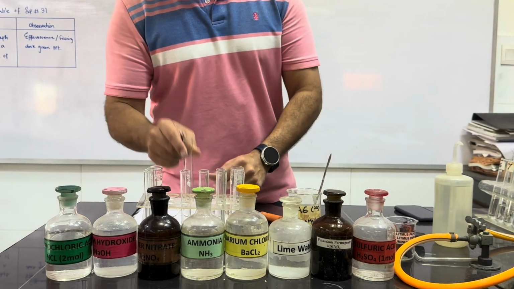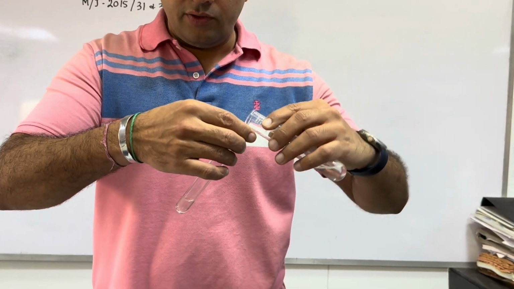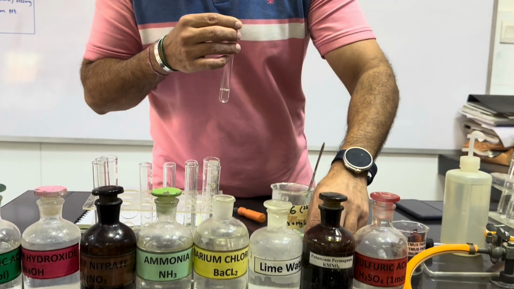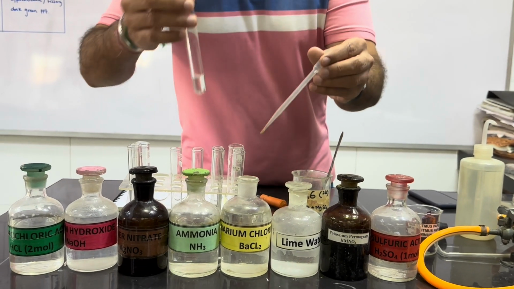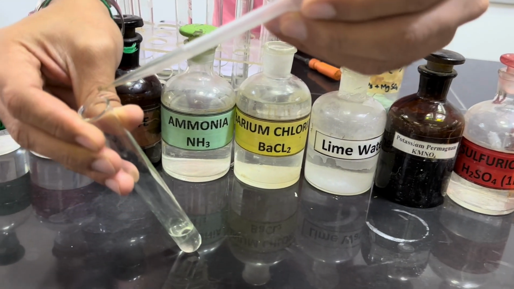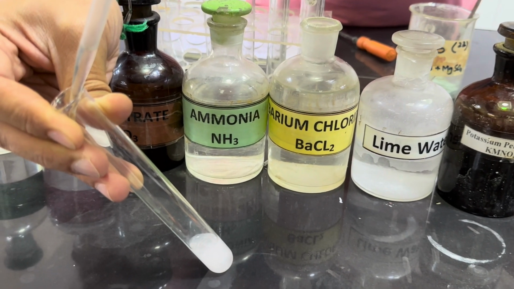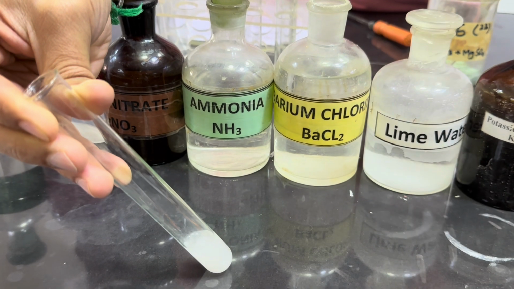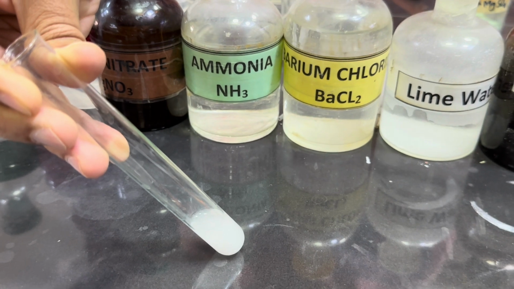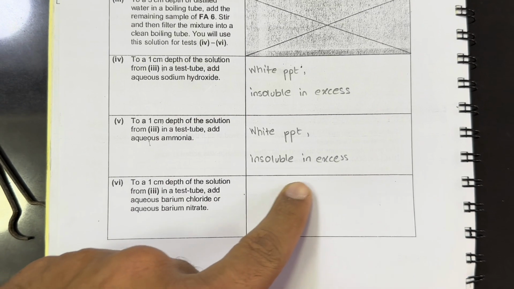Now we will take another test tube with 1 centimeter depth of this solution made in part 3, and we will add aqueous barium salt which we have today, barium chloride. So let's add this barium chloride. Upon addition of barium chloride, white precipitates are forming. It means sulfate or sulfite could be present. So we will record this observation here that white precipitates formed.